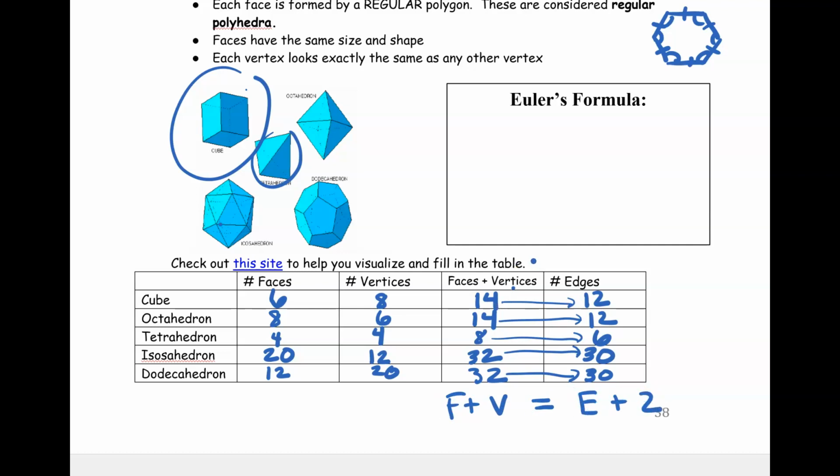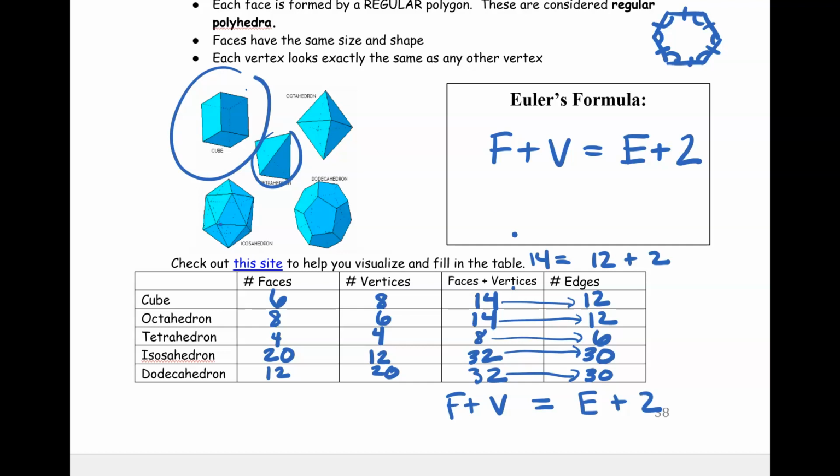So for example, 14 is equal to 12 plus 2. 8 is equal to 6 plus 2. 32 is equal to 30 plus 2. And so there's a special relationship that happens, and it's called Euler's formula. Euler was a famous mathematician, and he discovered this relationship and this formula. Euler's formula says that the faces plus the vertices are equal to the edges plus 2. Okay, so it's just kind of a fun relationship.